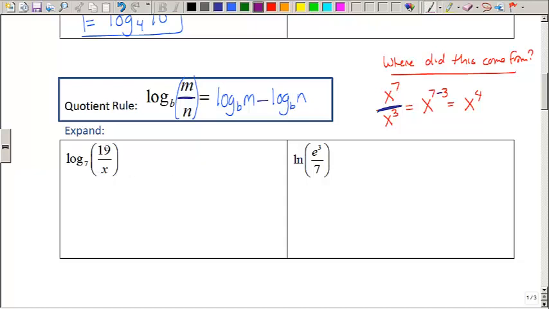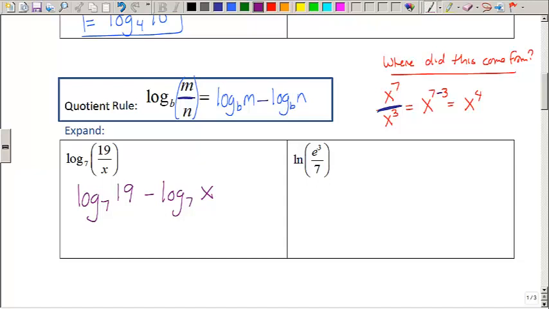Inside the argument, I only have 2 unique bases. So in this case, I have log base 7 of my numerator, which is 19 in the argument, minus log base 7 of the denominator of the argument, x. There's no more expanding that I can do, and this is my final answer.